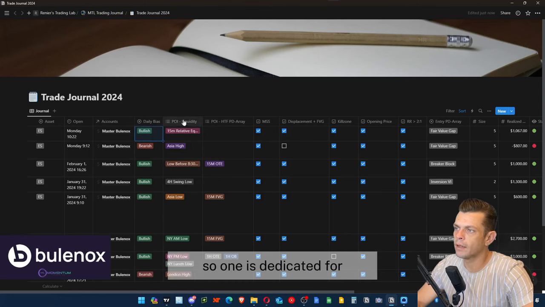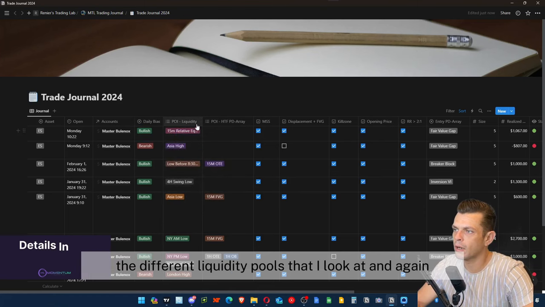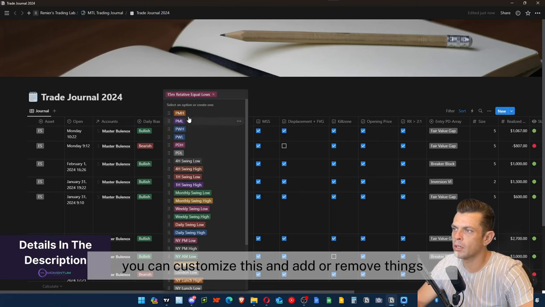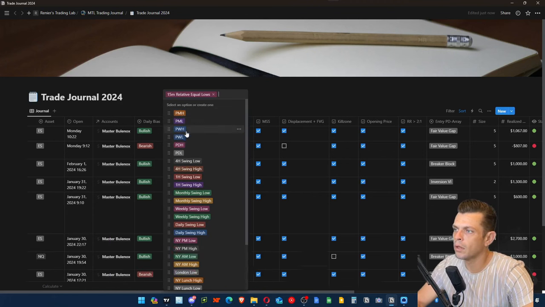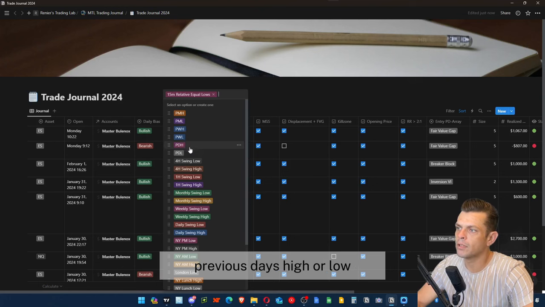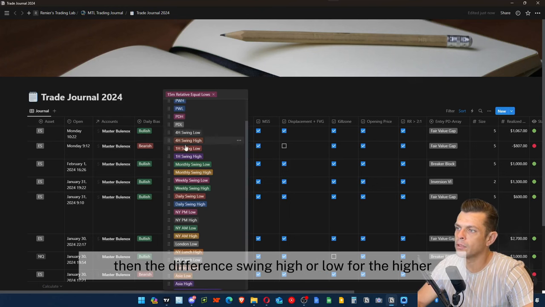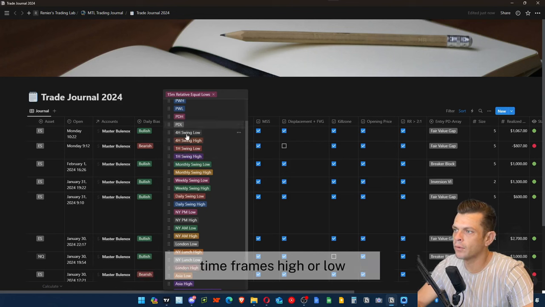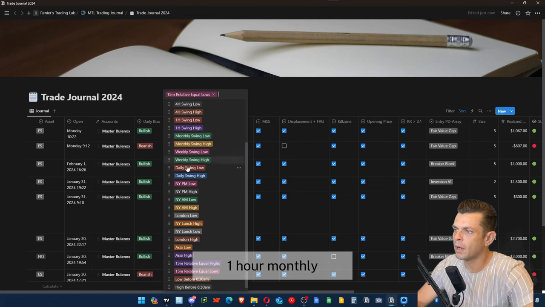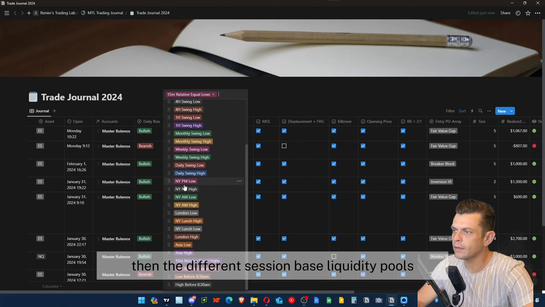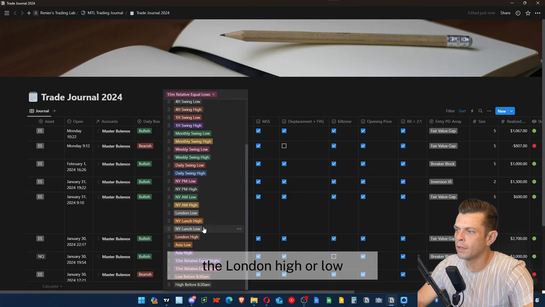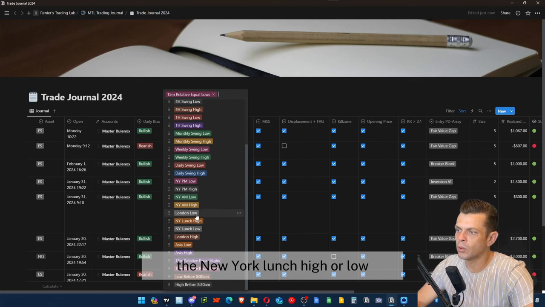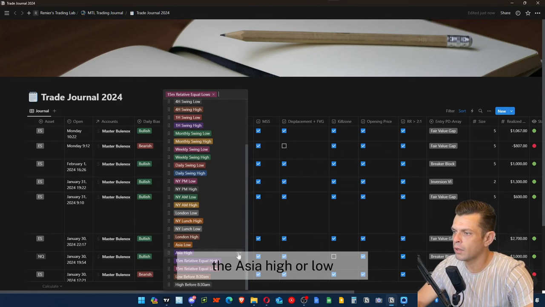One is dedicated for the different liquidity pools that I look at, and again you can customize this and add or remove things. So I have the previous month's high or low, previous week's high or low, previous day's high or low, then the different swing high or lows for the higher time frame. So I have the 4 hour, 1 hour, monthly, weekly, daily, then the different session based liquidity pools. So New York PM high or low, New York AM high or low, the London high or low, the New York lunch high or low, the Asia high or low.